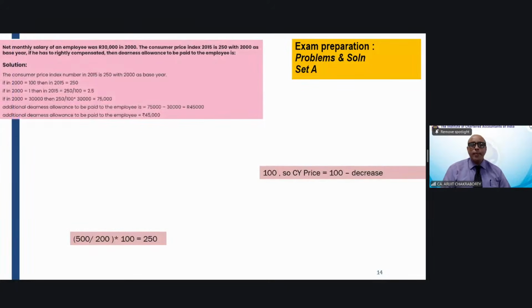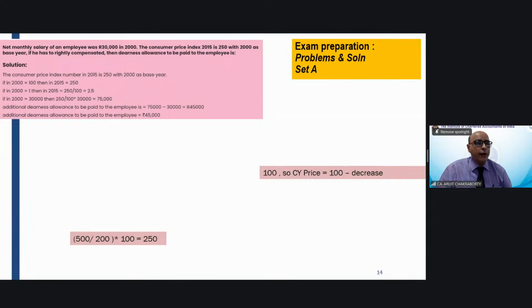Now we look at set A and set B. So the last part of our session today. First example comes up on the slide. I have taken the set A. Net monthly salary of an employee. So we are on slide number 14. And we take the first example. Net monthly salary of an employee was 30,000 in the year 2000. Okay. The consumer price index in 2015 is 250 with 2000 as the base year.